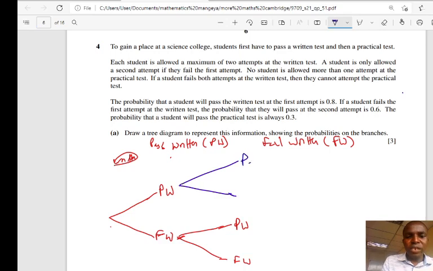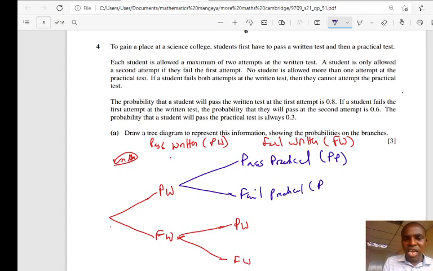So this one: pass practical, that is PP, then fail practical, that is FP, right? Then this part also, if we pass the written, then he can either pass practical or he can fail practical, like this. So that's the tree diagram basically.